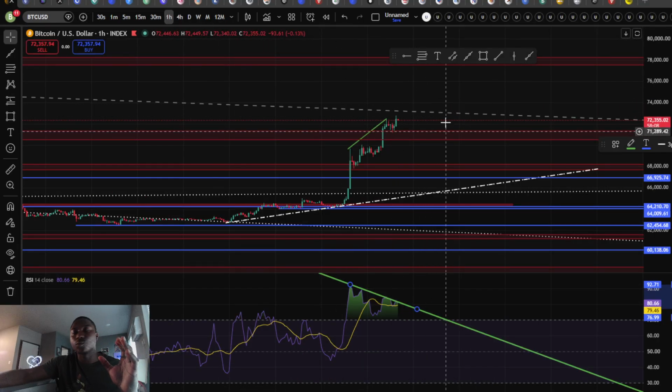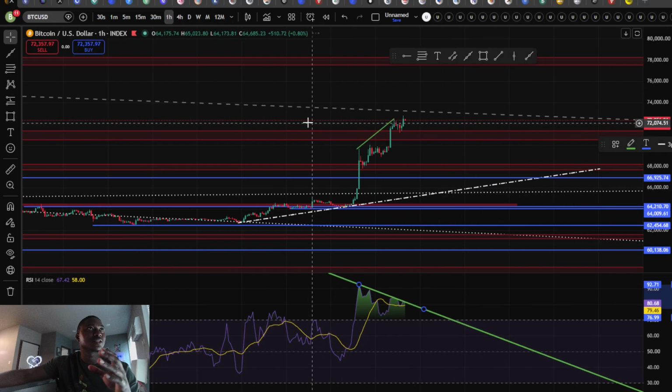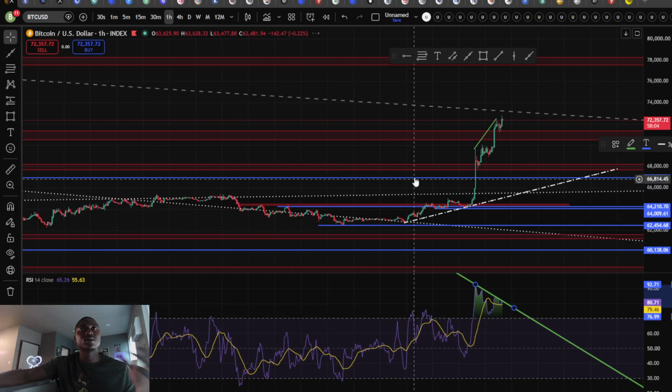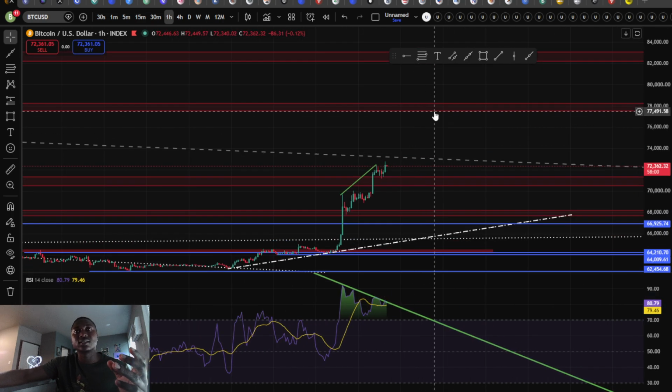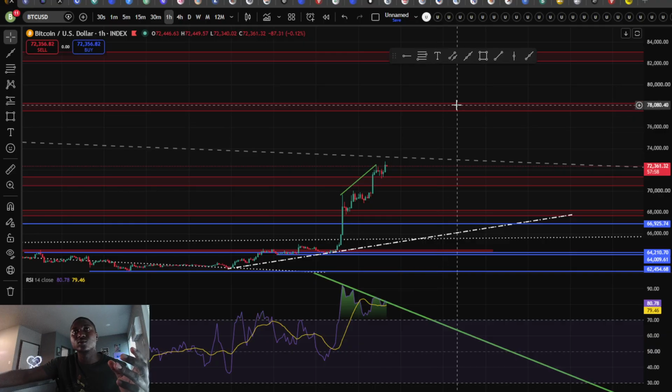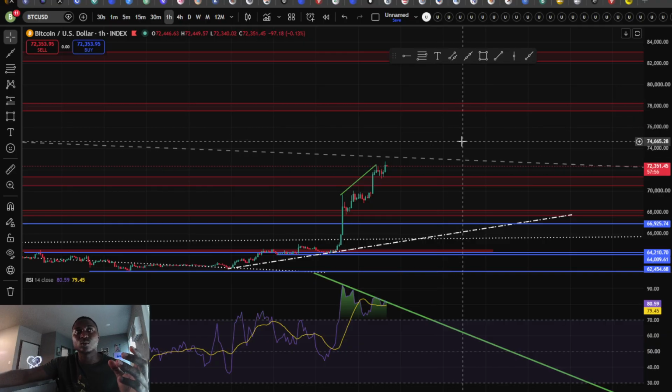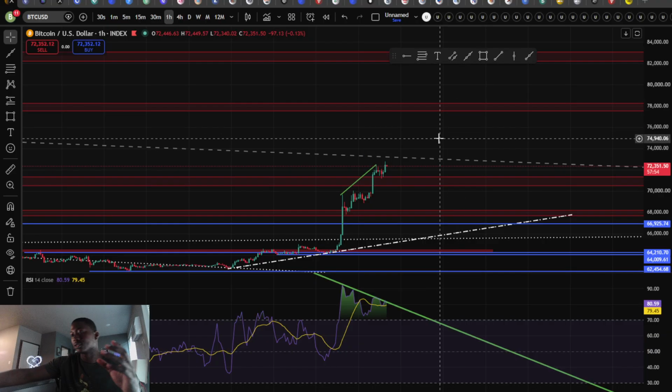Just telling us we could have a chop or sideways a little bit. So Bitcoin, there's not much going on. But if everything stands, I'm still looking at this right here. The 77 to 78K is another resistance.